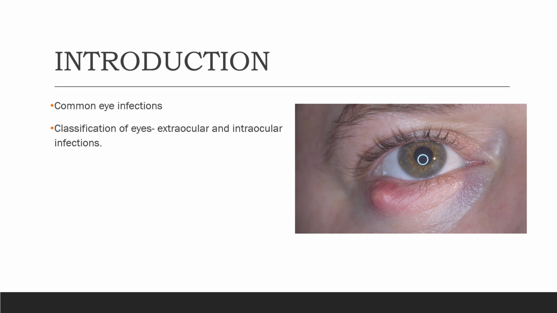Now, extraocular infections means it involves the external parts of the eye. Now, what are the external parts of the eye? It's the corneal adnexa, which involves the structures like eyelid, cornea, conjunctiva. And intraocular means it involves the internal structures of the eye.